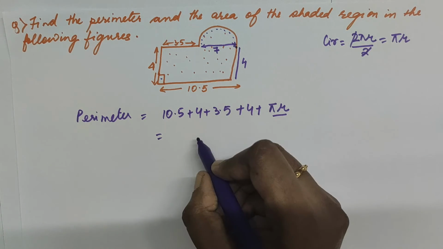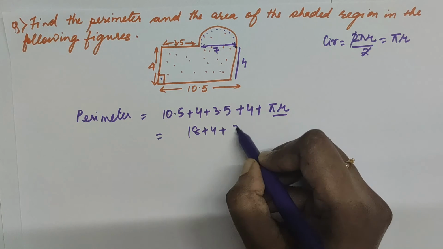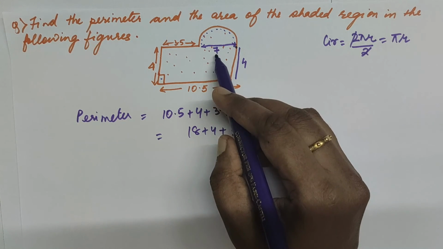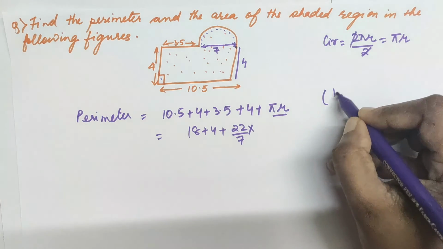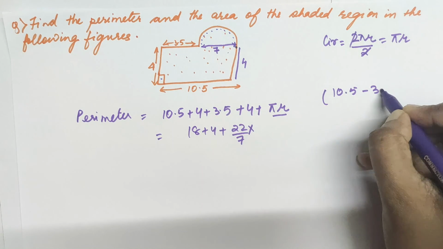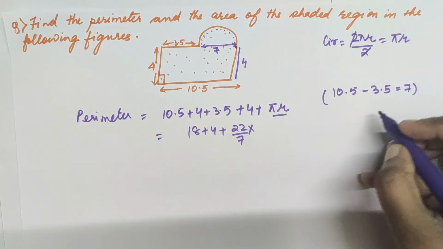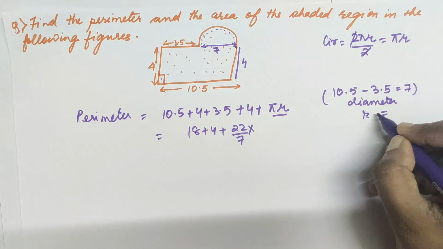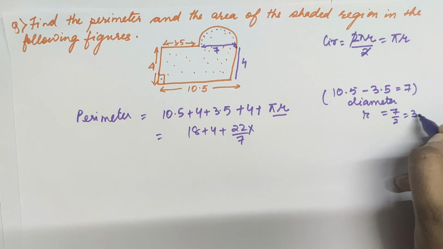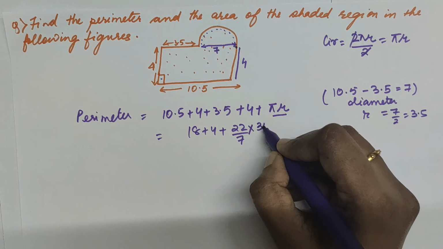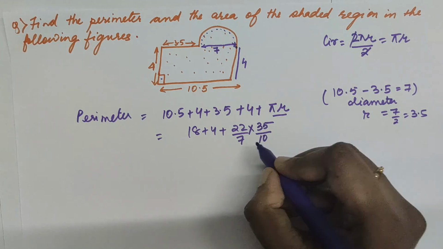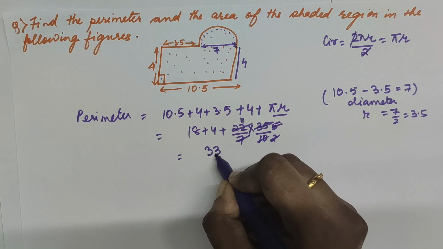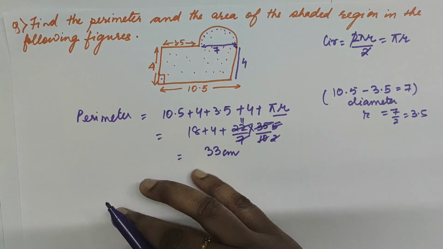So that adds up to 18 plus 4 plus 22 by 7 into radius. Now what is the radius? This is the diameter 7. And how did I get it? 7 I got from subtracting 10.5 minus 3.5. And this is the diameter. So what is the radius here? It will be 7 by 2, that is 3.5. So if I write 35 by 10, so that I can convert into decimal quickly, 22 plus 11, that is 33 centimeter. So that becomes the perimeter of this part.